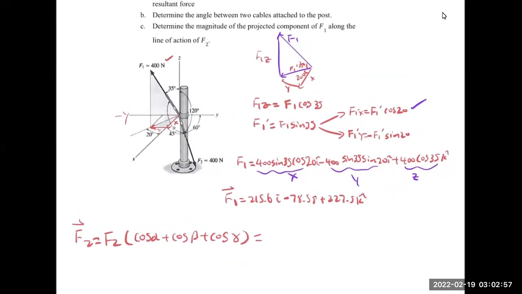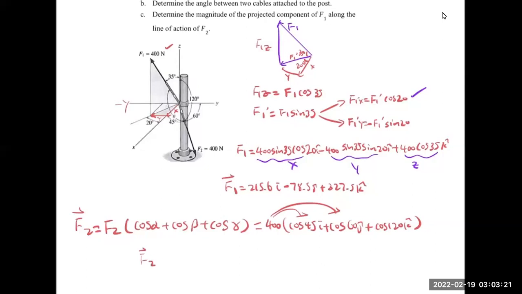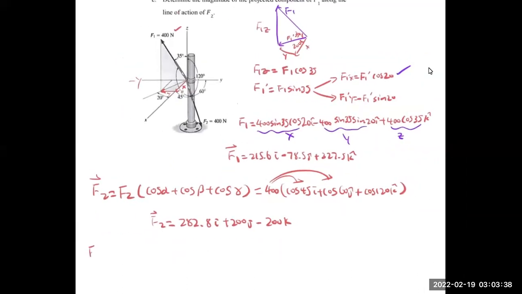F2 is also 400, so 400 cosine of 45 I plus cosine of 60 J plus cosine of 120 K. Distributing, my F2 vector equals 282.8 I plus 200 J minus 200 K. Then my FR is simply equal to F1 plus F2, so we sum them all together.